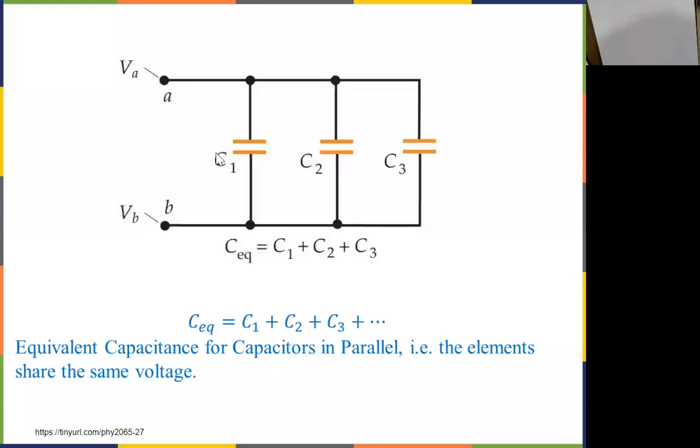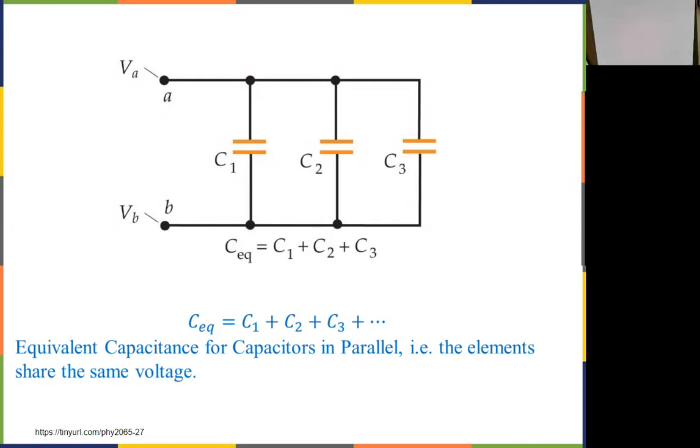So voltage across these 2 should be equal to VA minus VB. And then on this one should be also VA minus VB. And then on this one should be also VA minus VB. Okay. In that case, they are in parallel. Okay. So if they share voltage, then they are in parallel to each other.